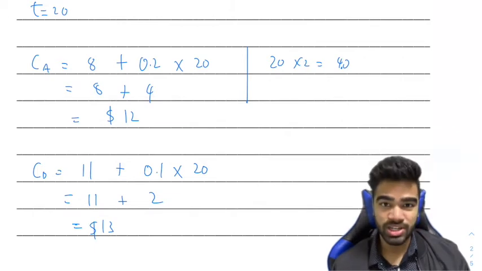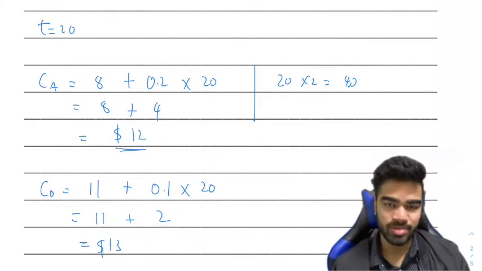So which firm would you pick for this trip? Well, obviously you pick firm A because it's cheaper. And that's the answer to part B.